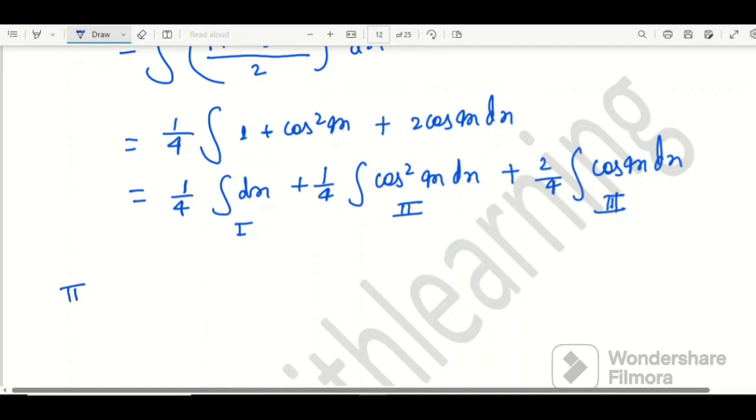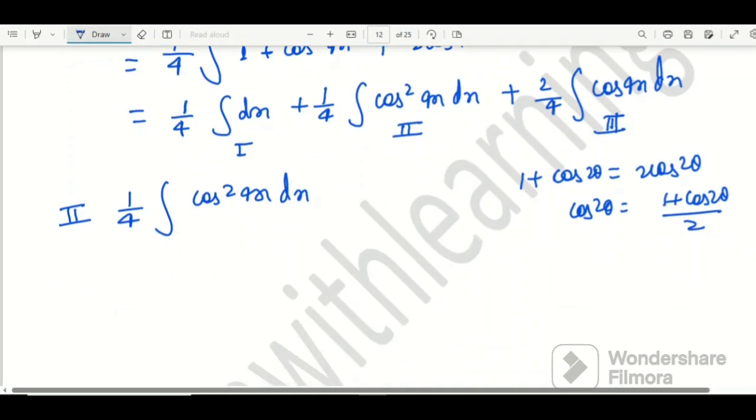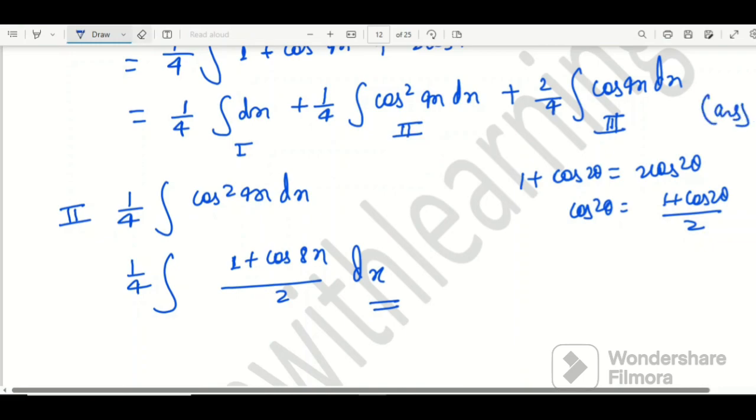To integrate the second, again we'll use the formula for cos square 4x dx, and this trigonometric identity we'll be using: 1 plus cos 2 theta equal to 2 cos square theta. So cos square theta will be 1 plus cos 2 theta upon 2. So 1 by 4 integration of cos square 4x will be, here my theta has become now 4x, so it will be cos 8x. So I'll write 1 plus cos 8x upon 2 dx. Now you can integrate this easily and you can put it into the second to get your required answer.